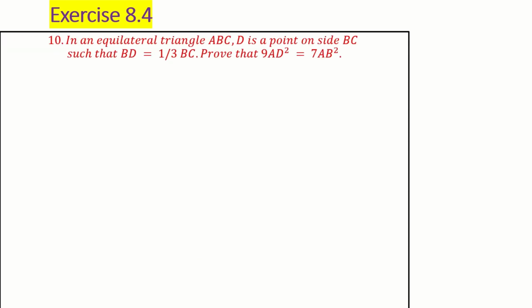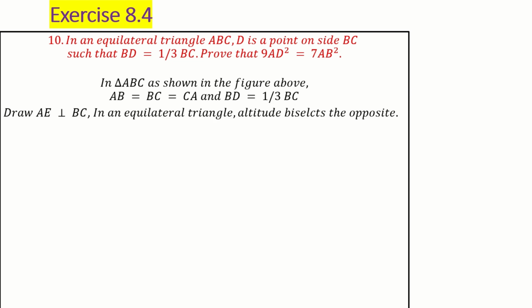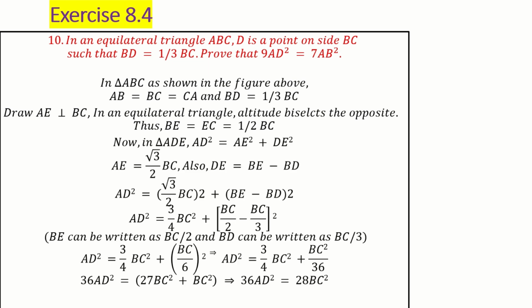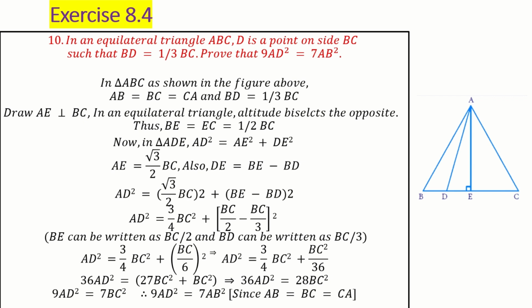In an equilateral triangle ABC, D is a point on side BC such that BD equals one third of BC. Prove that 9AD square equals 7AB square. Okay, so the figure, I think I put the figure in the end. So this is the figure.